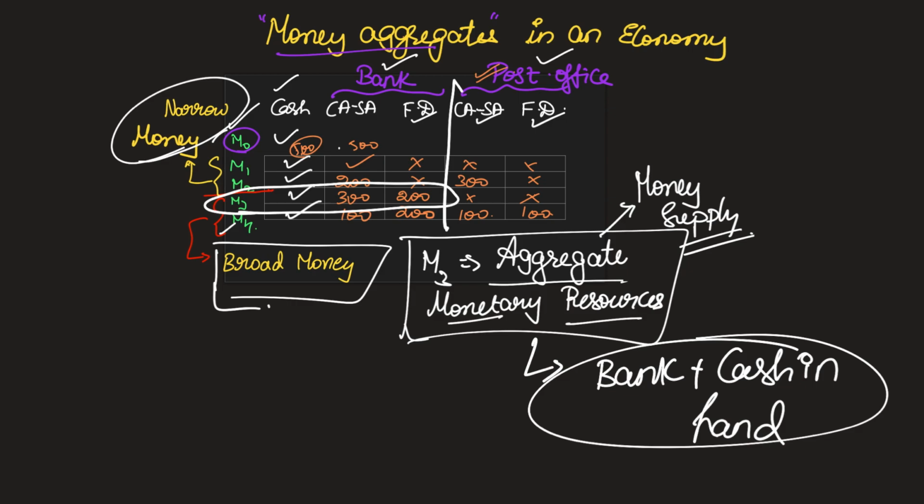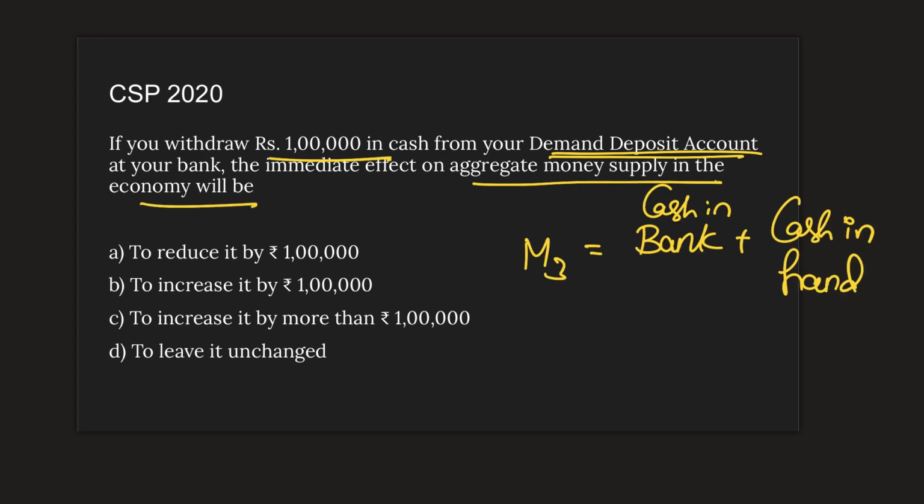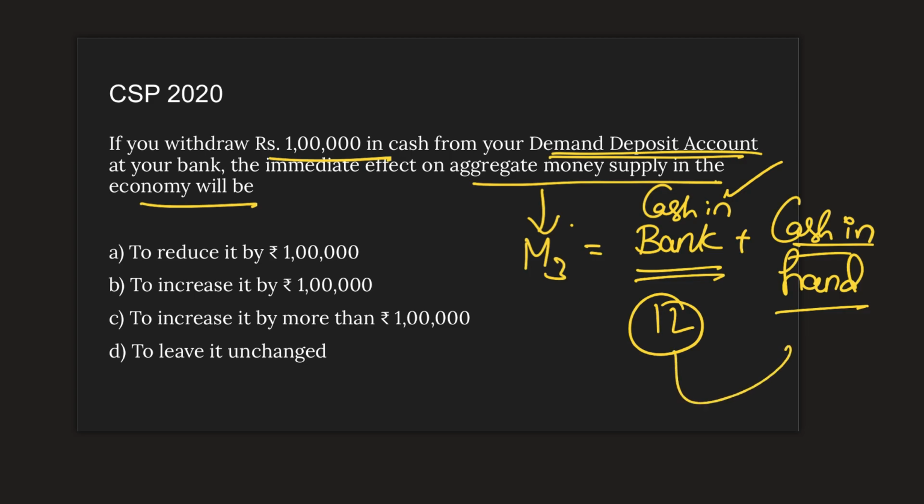Now let us try to solve a question that is asked in the prelims examination. Look at this question. It says that 1 lakh of cash is removed from demand deposit account at your bank. The immediate effect on aggregate money supply in the economy will be what? We know that aggregate money supply or M3 is nothing but cash in bank plus cash in hand. We just saw that explanation. Now if 1 lakh is removed from the fixed deposit, that is cash in bank, it actually gets transferred to cash in hand, but the overall M3 number will remain the same. So it leaves it unchanged.